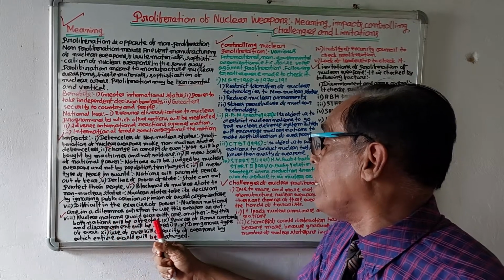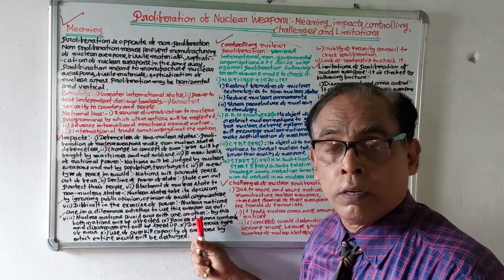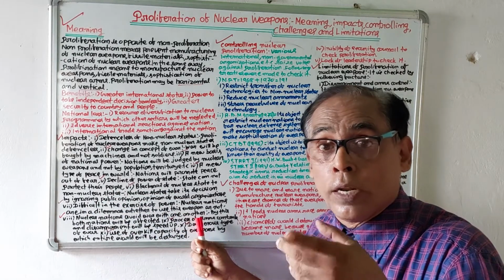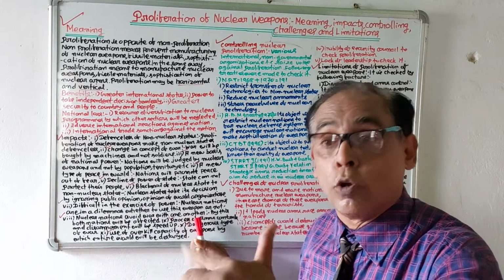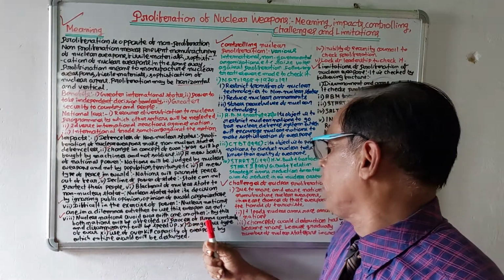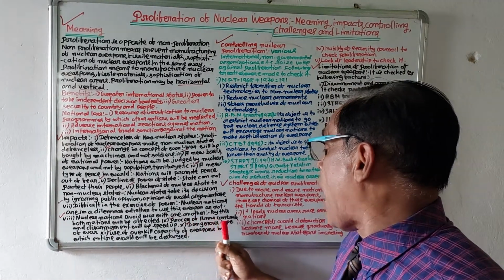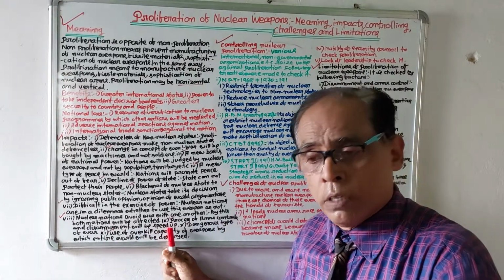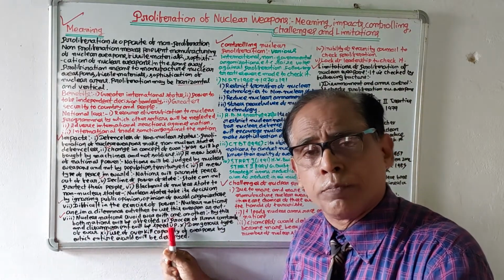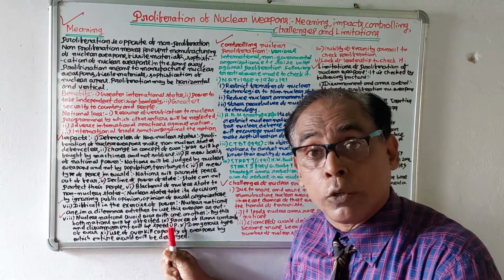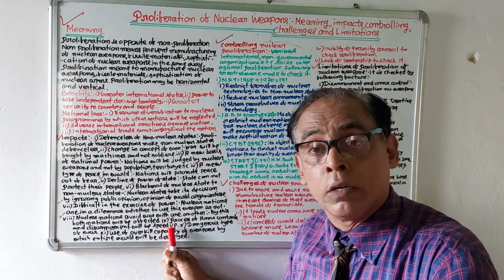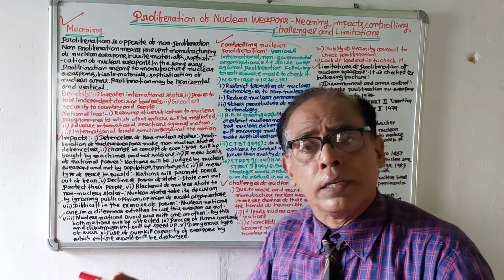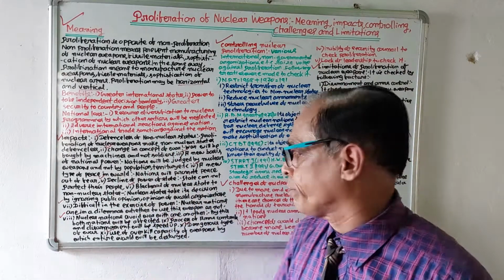Then, nuclear nations avoid war with one another. If nations have nuclear weapons, no nuclear nation will try to make war. They will avoid war. It is another impact. Then, the process of arms control and disarmament will be speeded up. If nations have nuclear weapons, arms control and disarmament will speed up, because if there is nuclear war, the entire world will be destroyed.